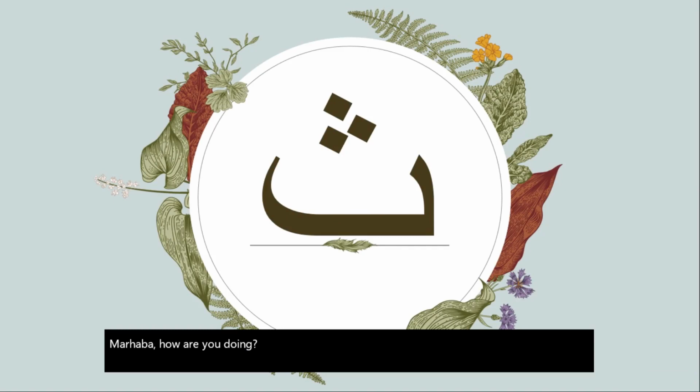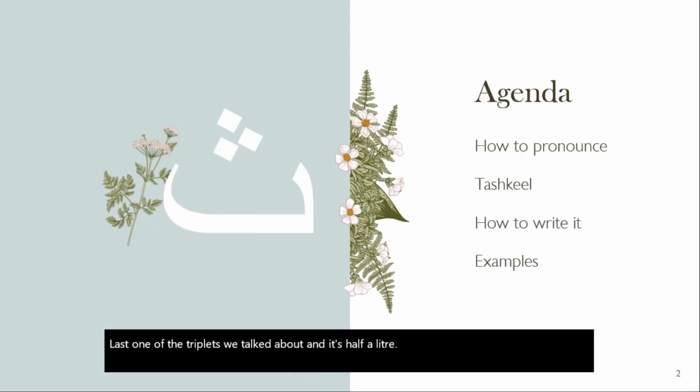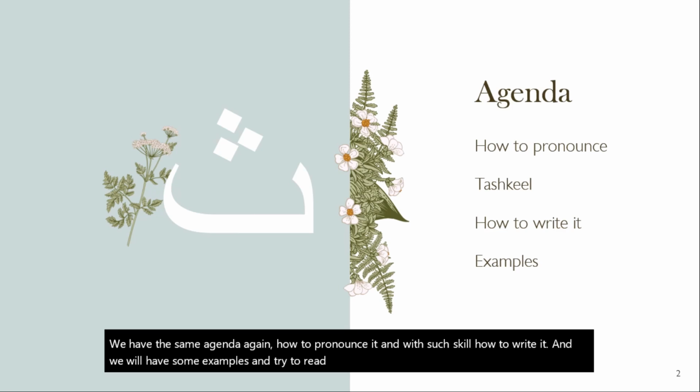Today we are going to learn about the last one of the triplets we talked about, and it's حرف الثاء, letter ثاء. We have the same agenda again: how to pronounce it, how to write it with tashkil, and we will have some examples and try to read words.